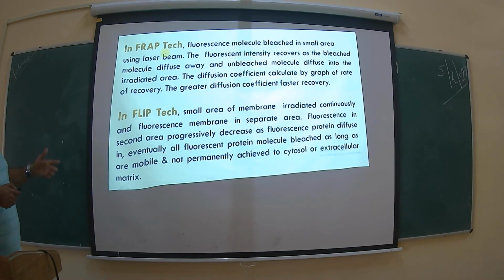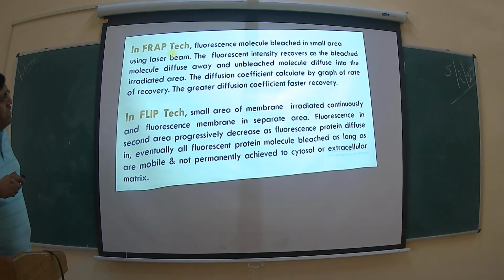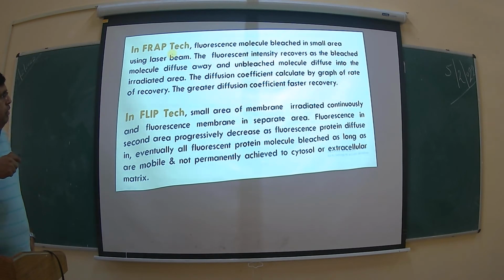So, what is the difference between FRAP and FLIP? You already understand that fluorescent molecules are bleached in a small area using a laser beam. The fluorescent intensity recovers as the bleached molecules diffuse away and unbleached molecules diffuse into the irradiated area. The diffusion coefficient is calculated by a graph or rate of recovery. The greater the diffusion coefficient, the faster the method. So, this is about your FRAP.